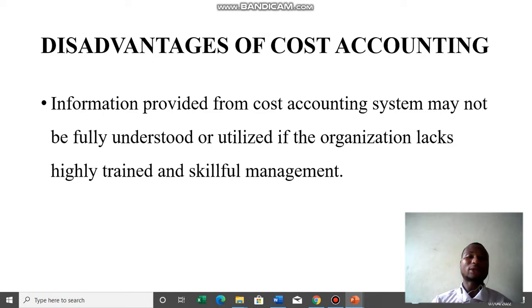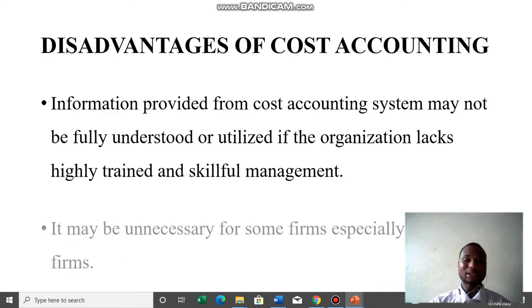In fact, it's very important to also state that sometimes even the accountants that are there might not be that skillful to handle such information. And when you don't understand the cost information, how do you make a proper decision? So your understanding of the cost information that is provided would help you make a better decision in the organization.